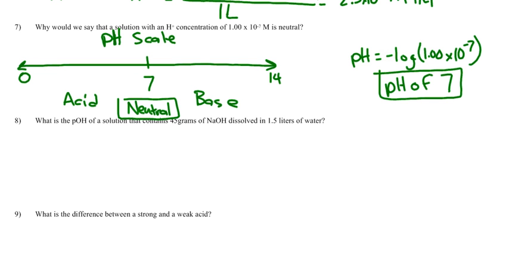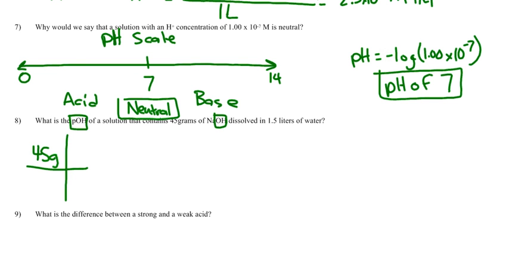Okay. Number 8. What is the pOH of a solution that contains 45 grams of sodium hydroxide dissolved in 1.5 liters of water? Okay, so we have to break out our good old molar mass and molarity and calculate our concentration. So pOH is what we're looking for, and it is for something with an OH, so that means that's going to be a little bit easier. But first off, we've got 45 grams.